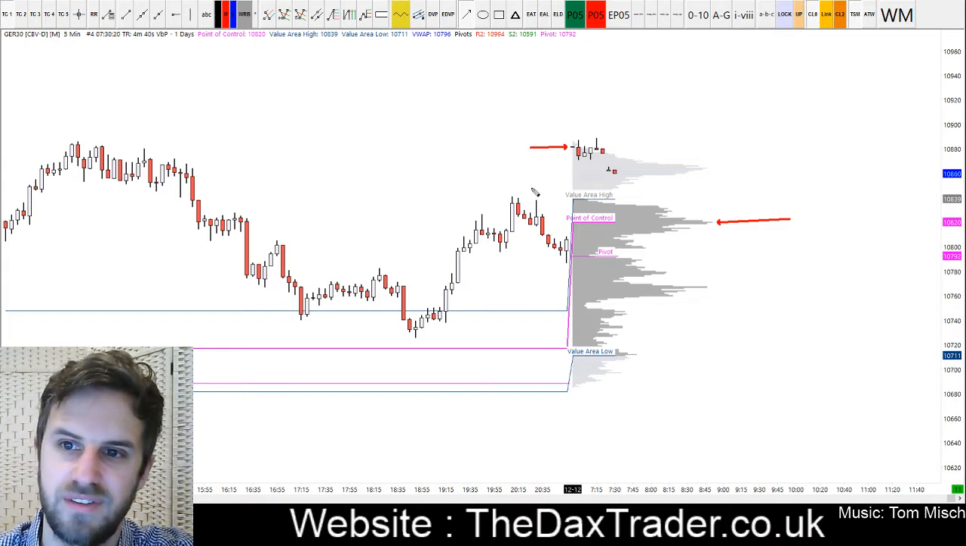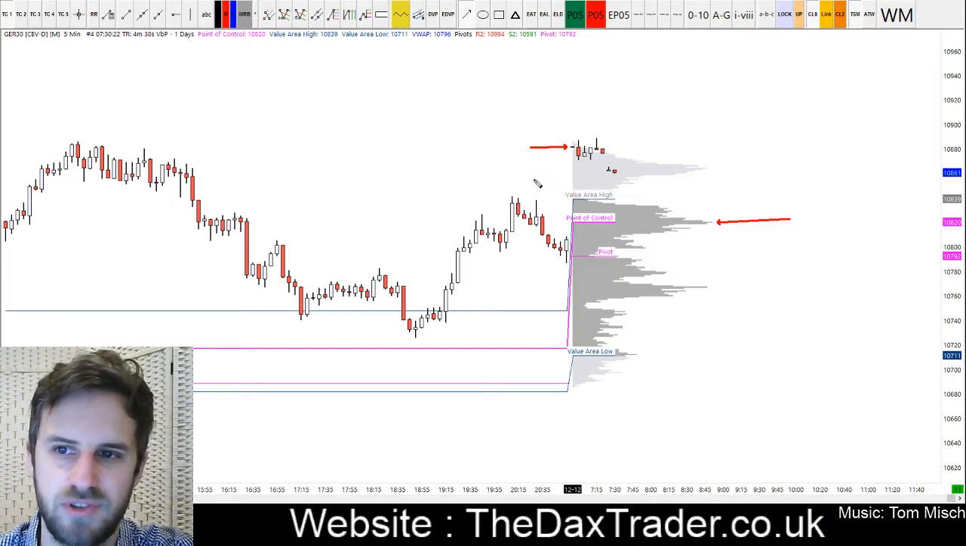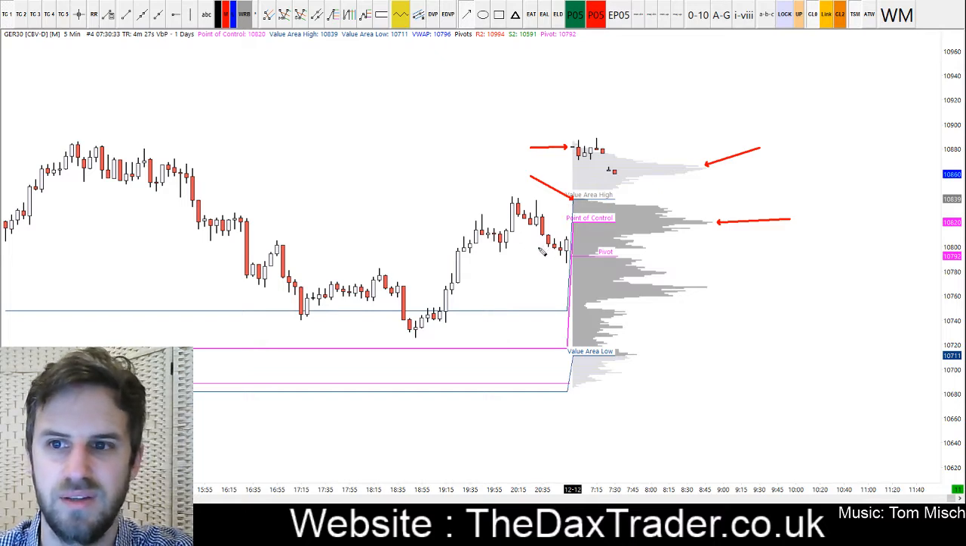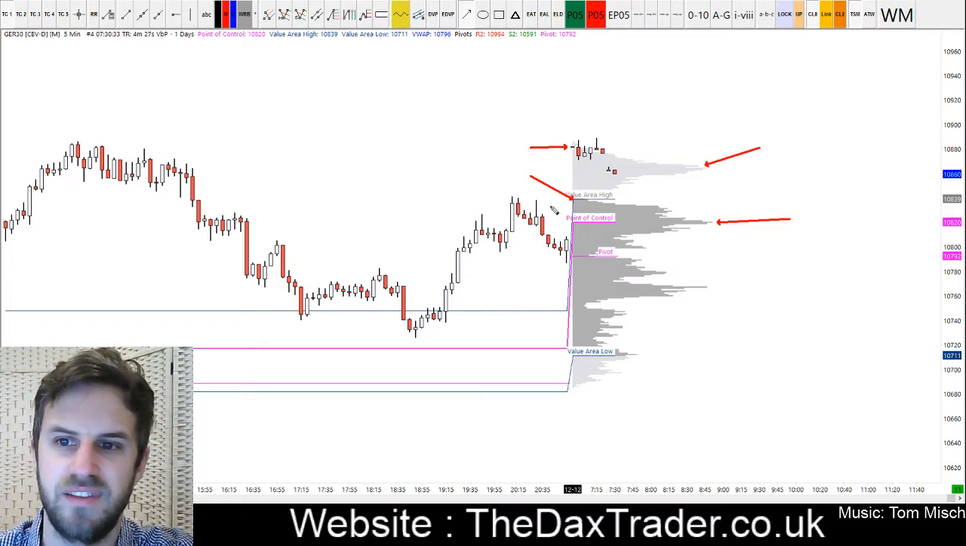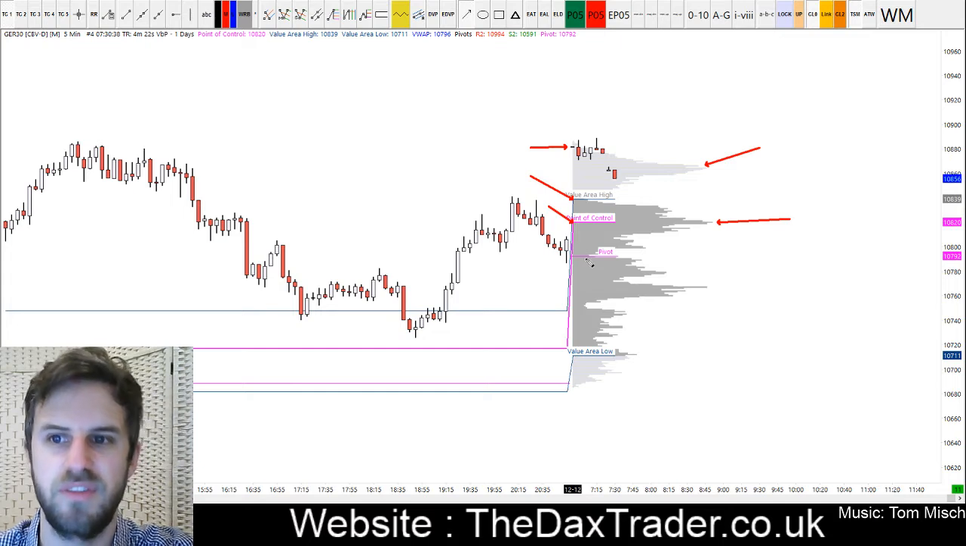And the natural instinct for most traders would be to look to try and close the gap. And that might work. But you've also just got to be aware of these higher volume zones here. You've got to be aware of the value area high here and the point of control as well. So there's a number of different potential barriers.